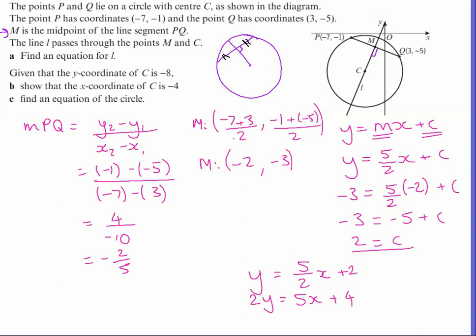Times everything by 2, and then get everything on one side. So 5x minus 2y plus 4. It's much easier for substituting in, and we'll probably have to do that later on. So I would always write it in this form. It's a good habit.